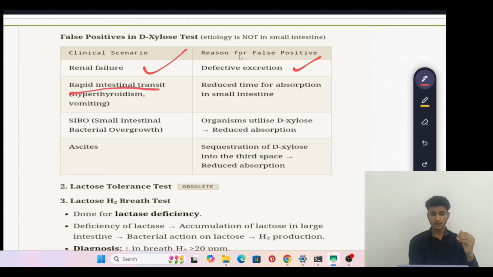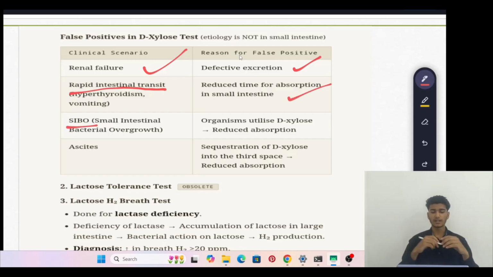Rapid intestinal transit. Rapid intestinal transit means the bowel movements are increasing here. If the bowel movements are increasing, the food is unable to stay inside the intestine for a longer duration of time. If it is not there for a longer duration, the substances won't get absorbed inside the intestine. And if the substances are not getting absorbed, you will say that it is malabsorption of carbohydrate. It will also show you a false positive.